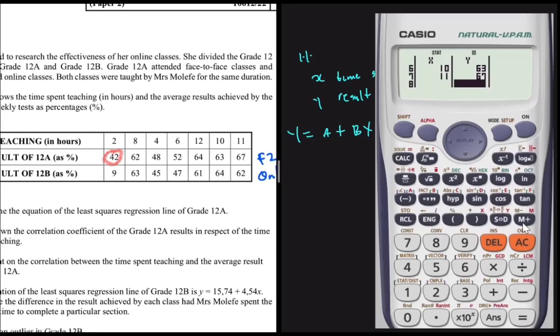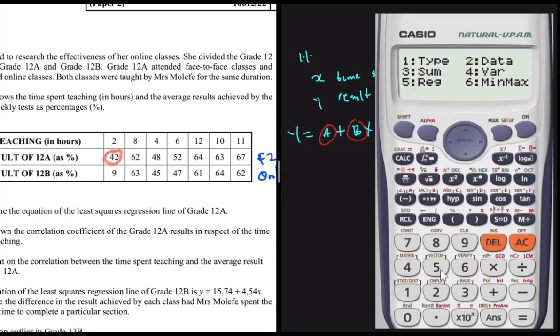After you do that, you press AC, just like I'm doing right now. When you press AC, you'll come back to this menu where we started. Now we want to retrieve our value for A and our value for B, so that we can have the equation of the least squares regression line. How do we do that? We press shift, then press 1, and this menu pops up. We want the least squares regression line, so we're going to press 5 because that's where we have regression.